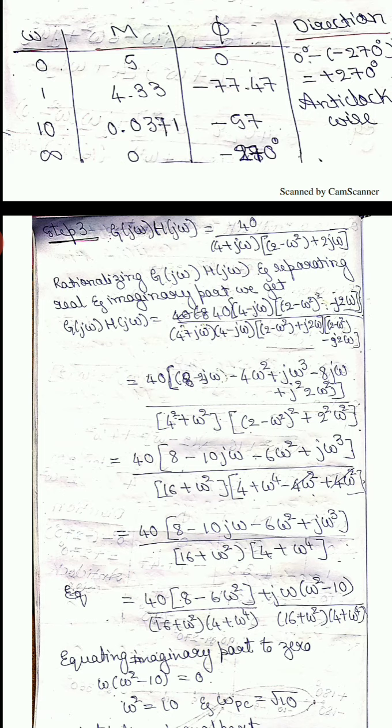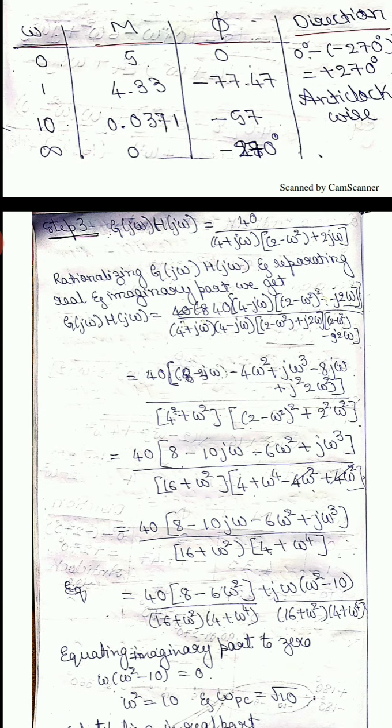Next step, plus j omega into (omega square minus 10) divided by (16 plus omega square) into (4 plus omega square). We have separated the imaginary part and real part. Next, equating imaginary part to 0.